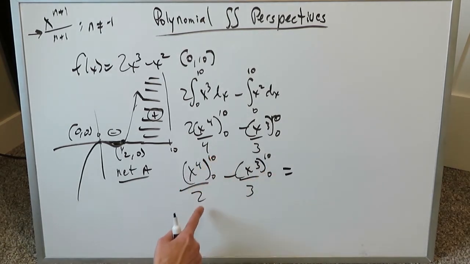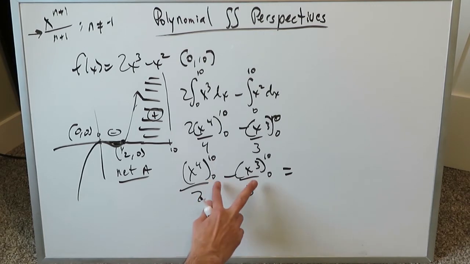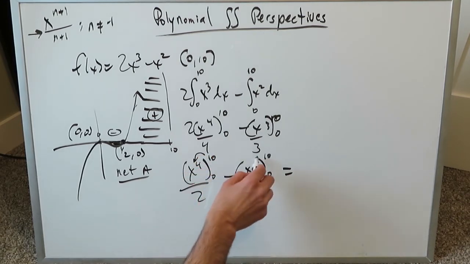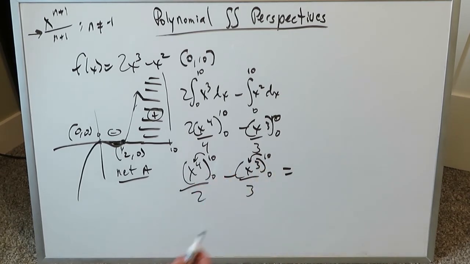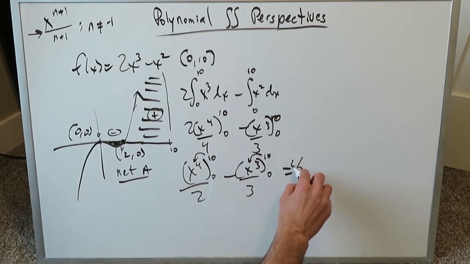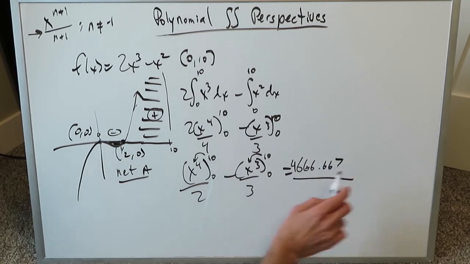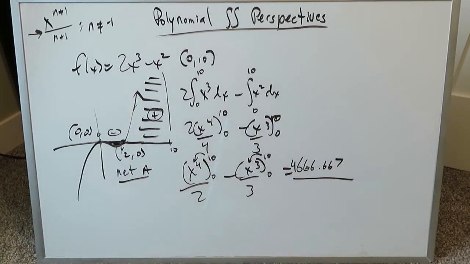10 to the power of 4 divided by 2 minus 10 to the power of 3 divided by 3. We can just put a good decimal answer over here. In all these instances, putting the zeros into these antiderivatives is meaningless. You can get away with just putting in the upper limit, because the 0 will have no effect. And your answer would be 4,666.667, and that would be the area bounded by the curve.